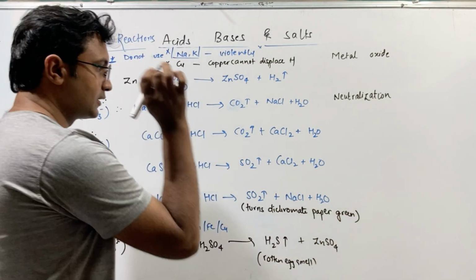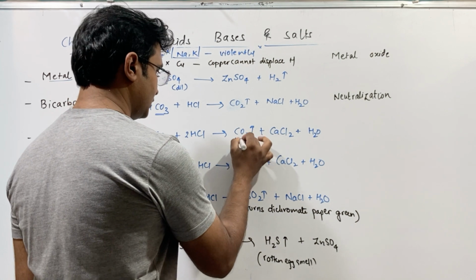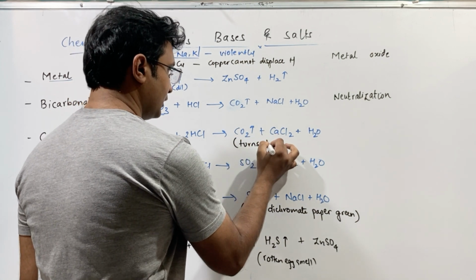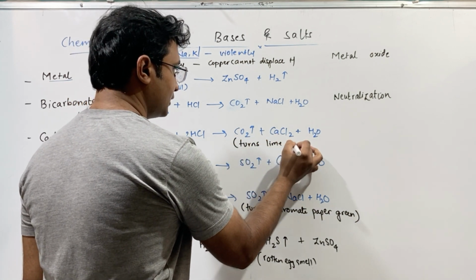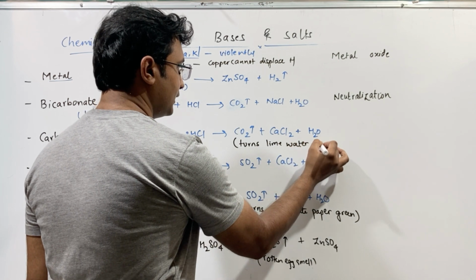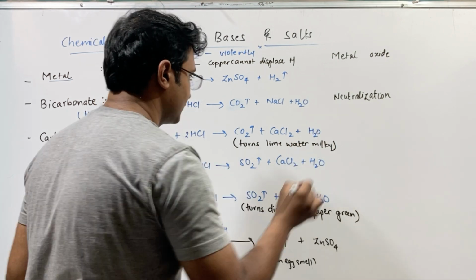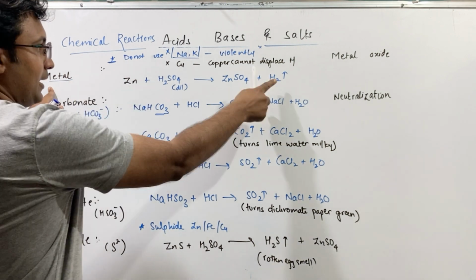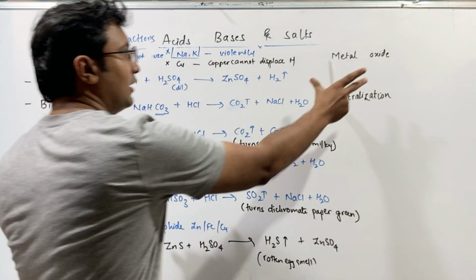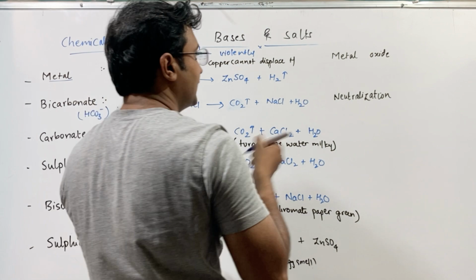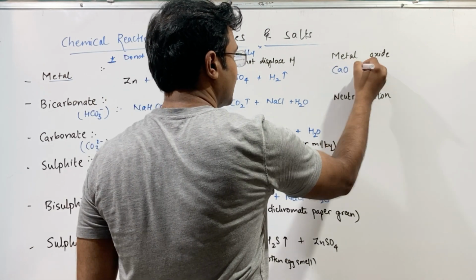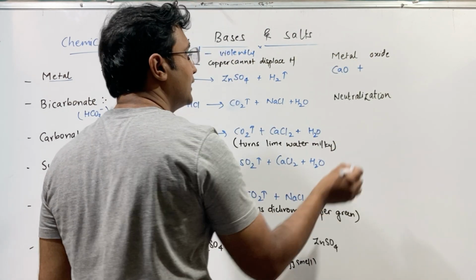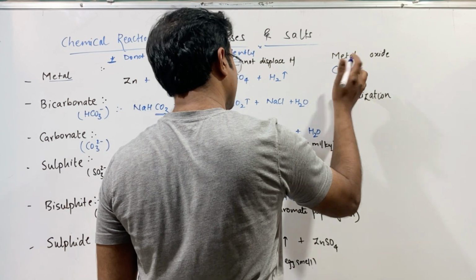And what is the specialty of CO2? Turns lime water milky. Okay. Now, here I am using pure metal, I am getting liberation of H2. Now, what if I use metallic oxide? Say I am using calcium oxide. So, calcium oxide, when I use, say, copper oxide also.